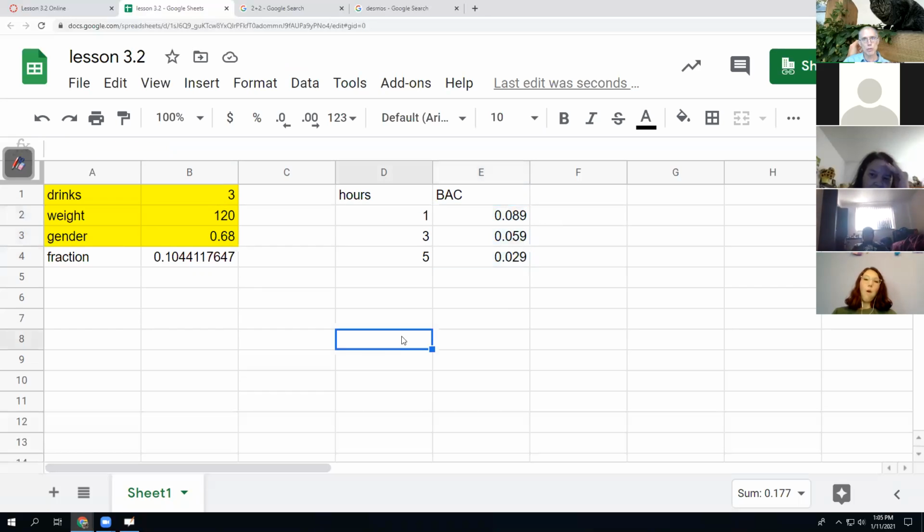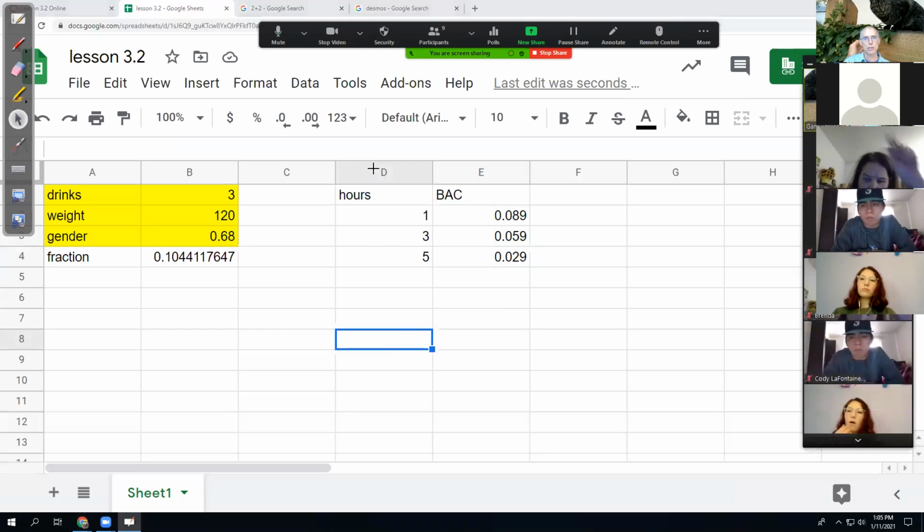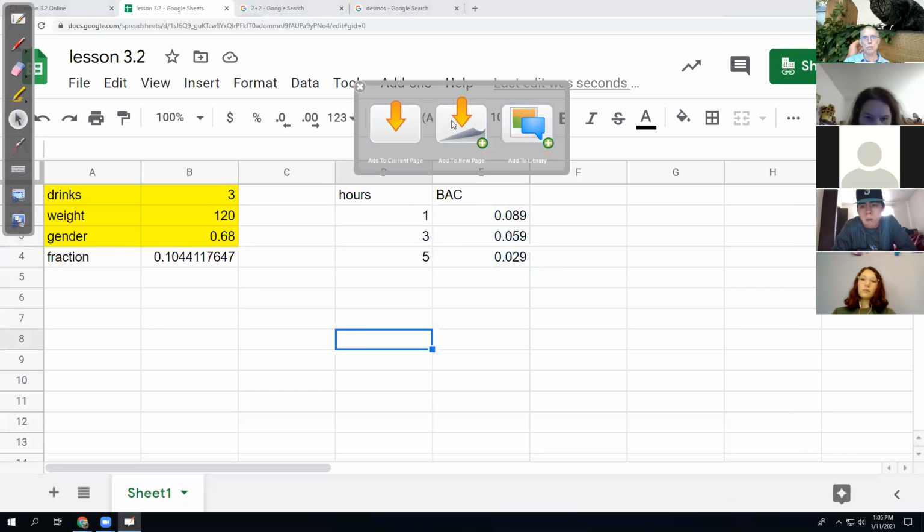Now about those 3 numbers, let me get a screenshot of that so I can scribble on it.